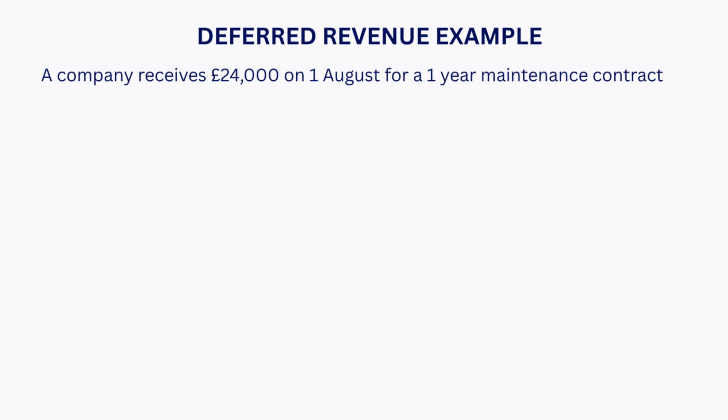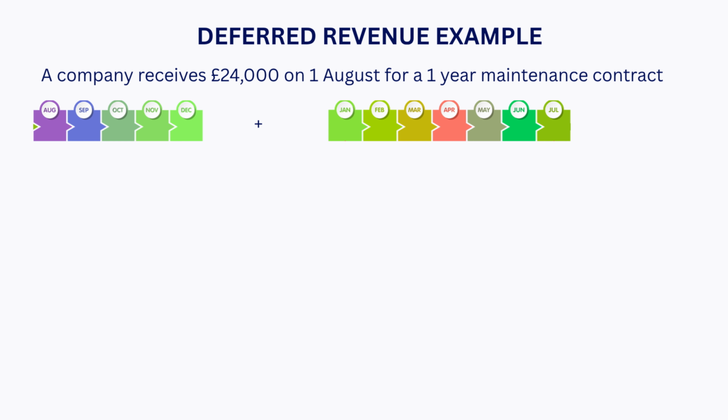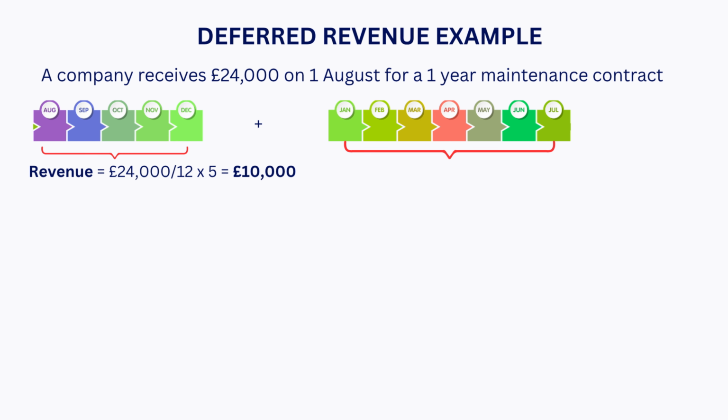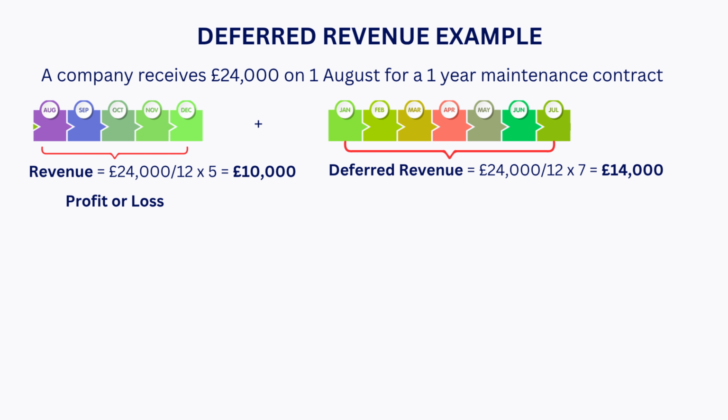Let's look at a simple example. A company receives £24,000 on 1st of August for a 1-year maintenance contract. Year end is 31st of December. The contract runs from August to July, 12 months total. By 31st of December, 5 months have passed and 7 months remain. Monthly revenue is £2,000 per month. Revenue earned is £10,000. Deferred revenue is £14,000. At year end, revenue recognized in profit or loss is £10,000. Deferred revenue in the statement of financial position is £14,000.